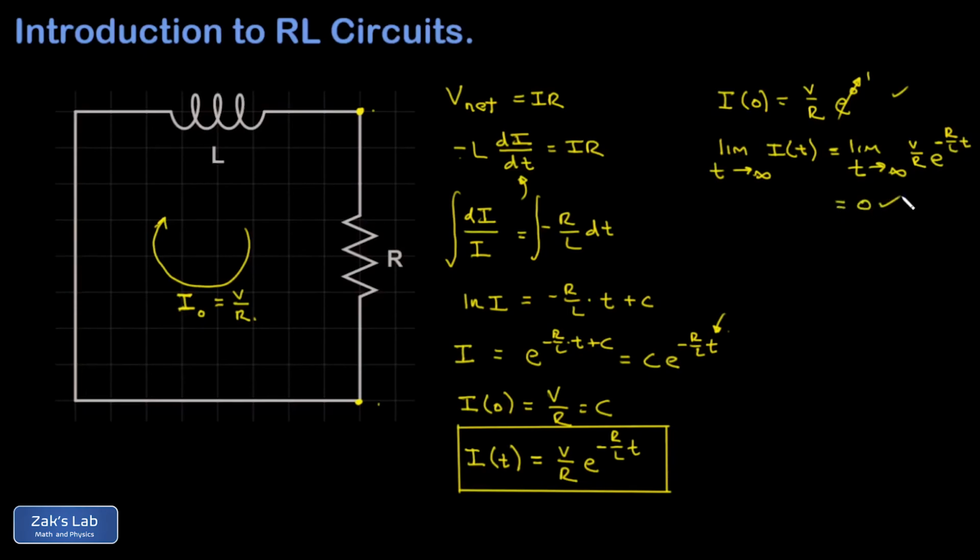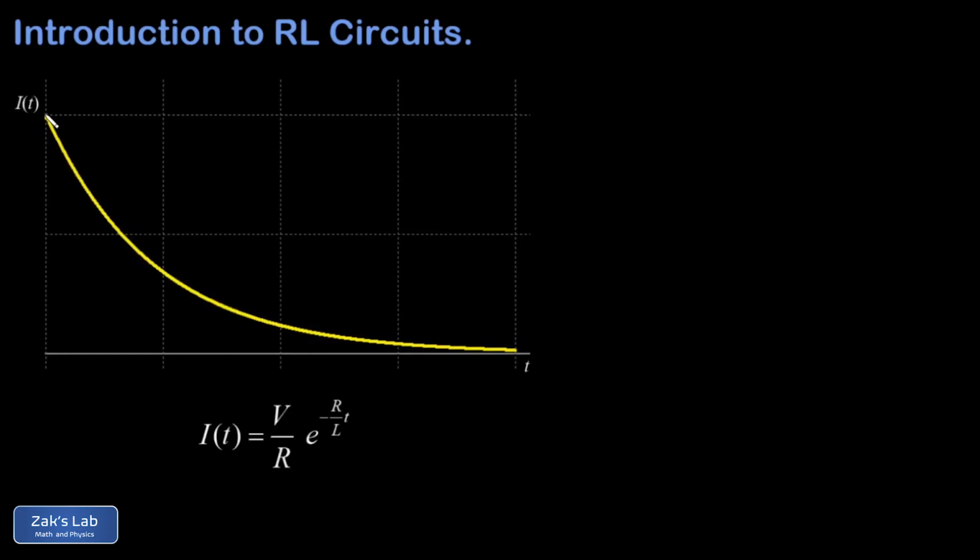So that checks out. So here's a picture of this decaying exponential current function. It starts at this maximum value that we said was V over R, where V was the original voltage of the power source before we turned it off.